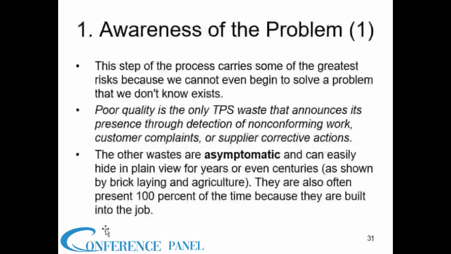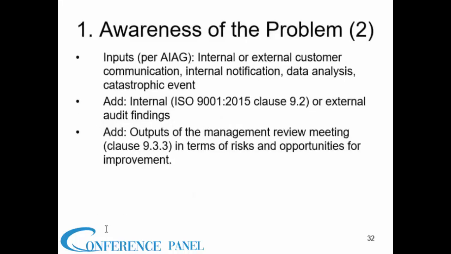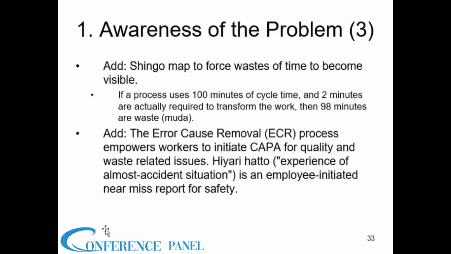Okay, step 1, awareness of the problem. Remember this is a 9-step process. Step 1 is awareness of the problem. We can't even begin to solve a problem that we don't know exists. Inputs include audit findings, and also outputs of the management review meeting. There's something called a Shingo process map.